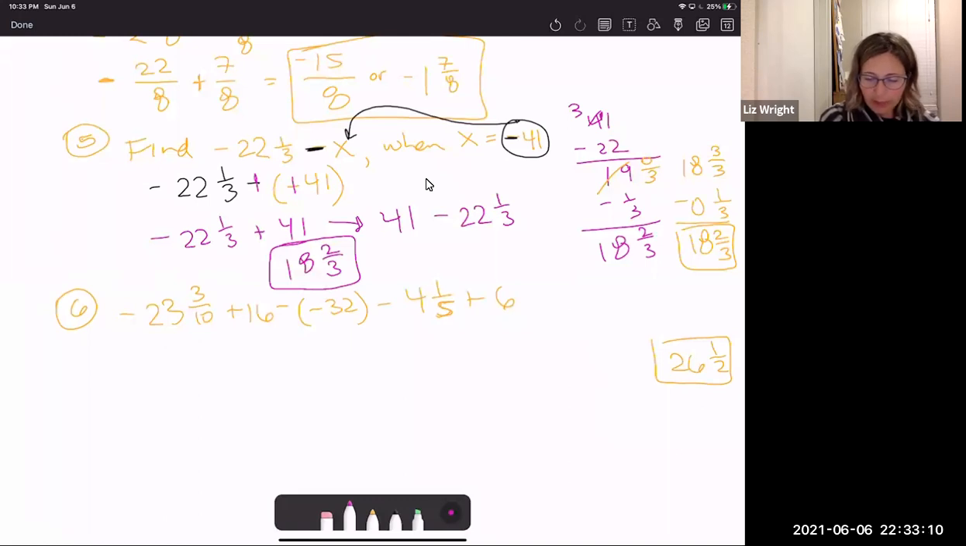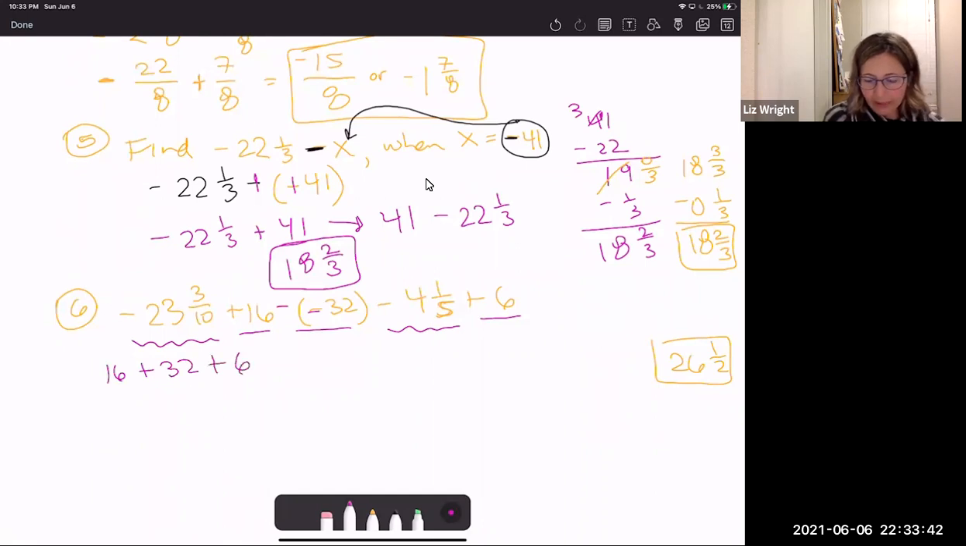Okay, so a couple things that I'm thinking about is that my brain kind of sorts these things, and I sort them into, here's a whole number, another whole number, and here are my fractions. And I'm going to sort them so that I get them in a better order that I like better. I'm also going to clean up some of these minus and negatives because that's going to be a positive. So I've got 16 plus 32 plus 6.